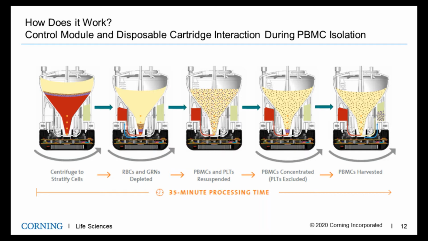And what will happen during this process is that sequential centrifugation steps at various G settings will stratify the cells. As these cell layers form with their different densities, sizes, and optical properties, the sensor tower will detect these layers and communicate with the cams to open and close valves in the cartridge to route different cell populations into different chambers within the cartridge.